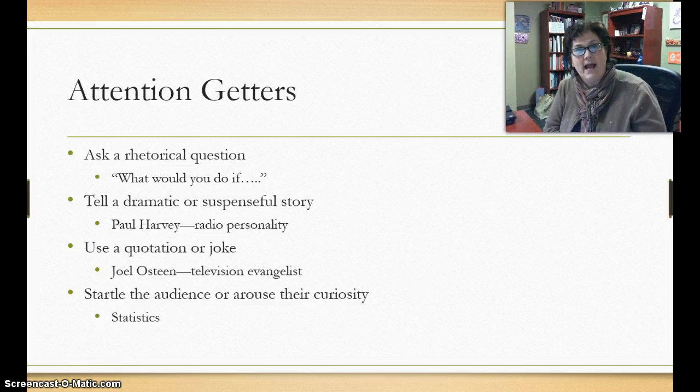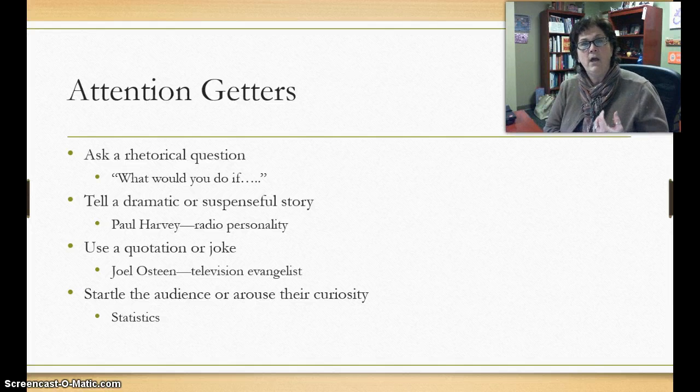Well, perhaps you could ask a rhetorical question. What would you do if such and such? Maybe it might be, what would you do if you found your door ajar when you came home from work? Something like that. That would be a great attention getter because it allows your audience to start thinking about how they might answer that question, and it gets them focused on you and focused on the topic, on how you might answer that question yourself.